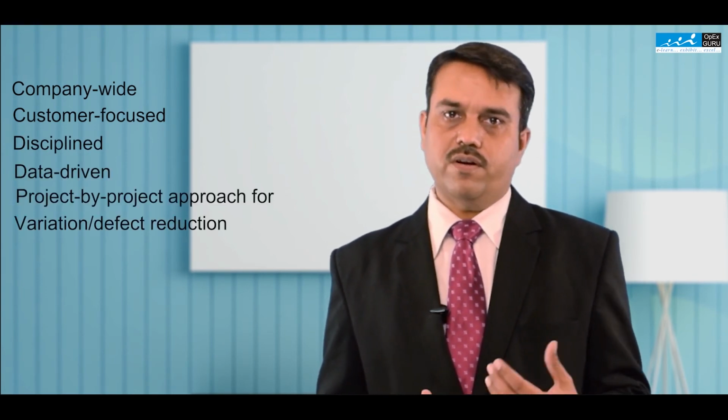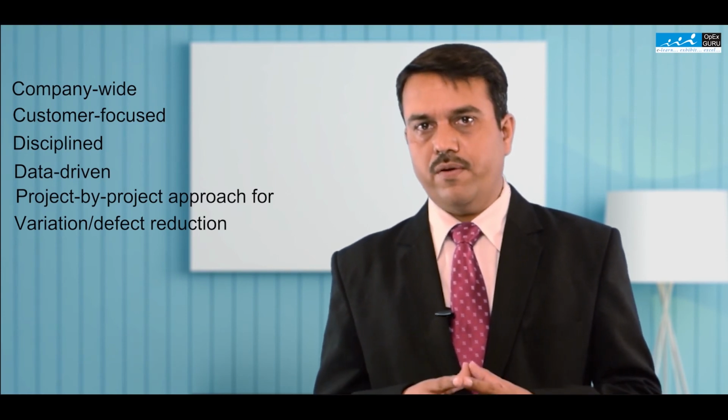Definition of 6 sigma: it is a company wide, customer focused, disciplined, data driven, project by project approach for variation or defect reduction. 6 sigma is company wide because if any organization wants the full benefit of 6 sigma, then they must use it company wide. It is customer focused because in 6 sigma at every phase we talk about customer. When we define the project charters, we identify what is CTQ or critical to quality for the customers. So we keep the customer in focus, whether internal or external customers.